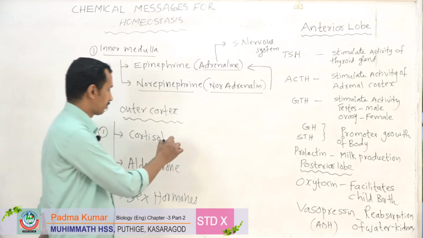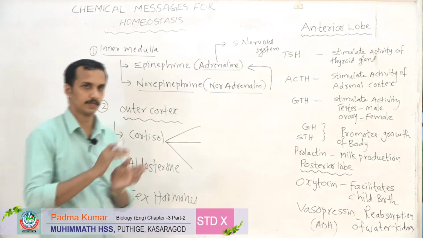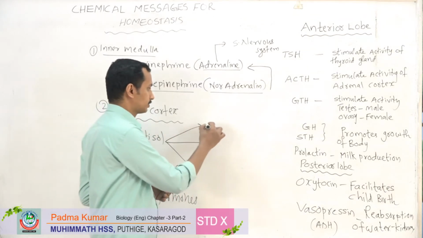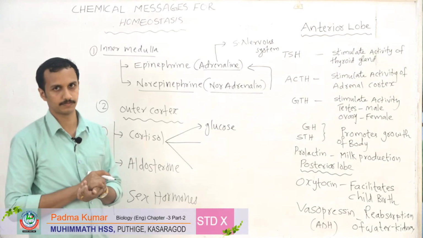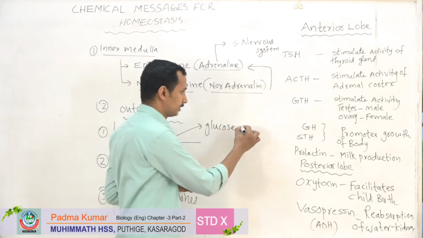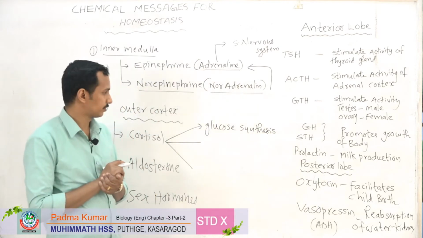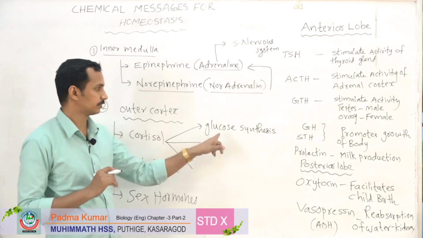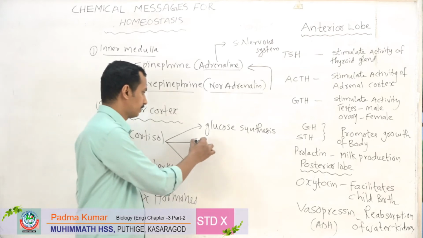Now what are the functions performed by cortisol? Cortisol is associated with some important functions. First, synthesis of glucose from fat and protein. Cortisol synthesizes glucose using substances from protein and fat. Synthesis of glucose is one important function of cortisol.